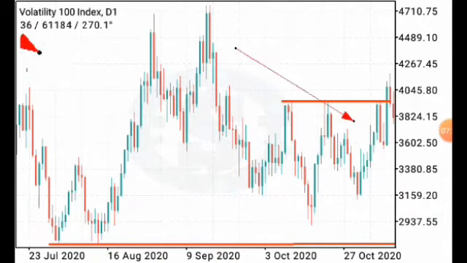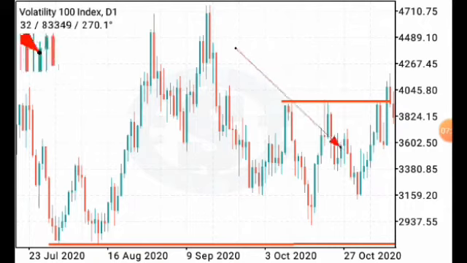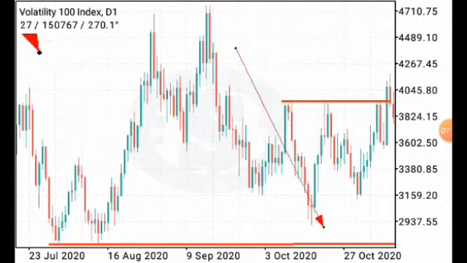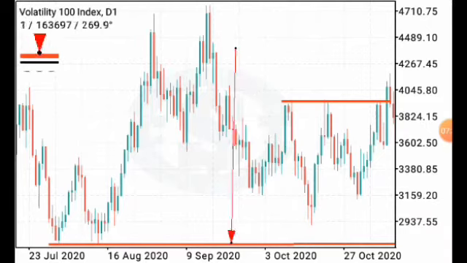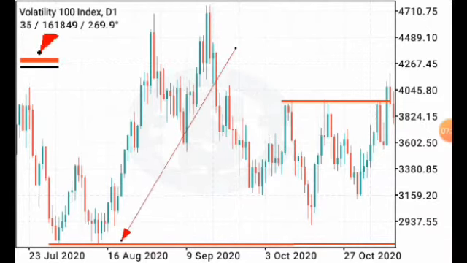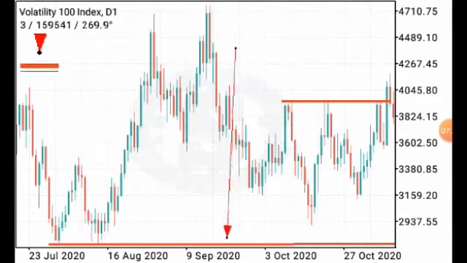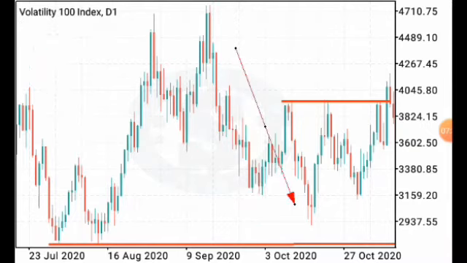If they are able to sell up here, how will they get out of their trade? They need to buy back their position. They're going to use the sell side liquidity that is resting below this support level to get out of their trade. So that is a logical point where they'll be looking to get out of their trade. Do you get the point?